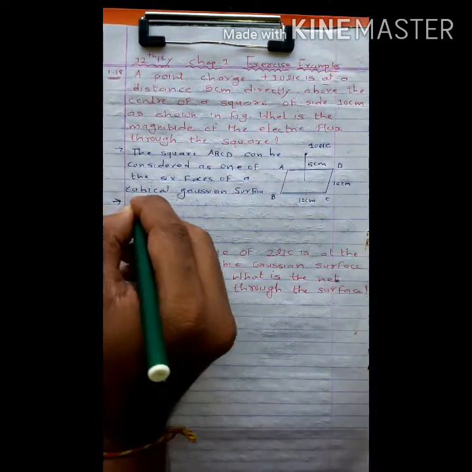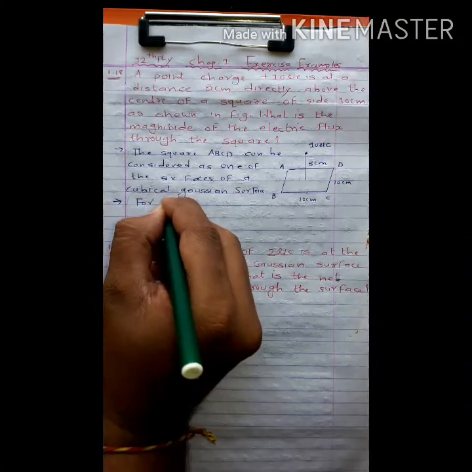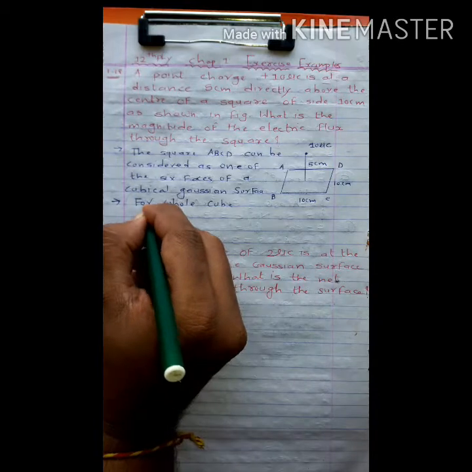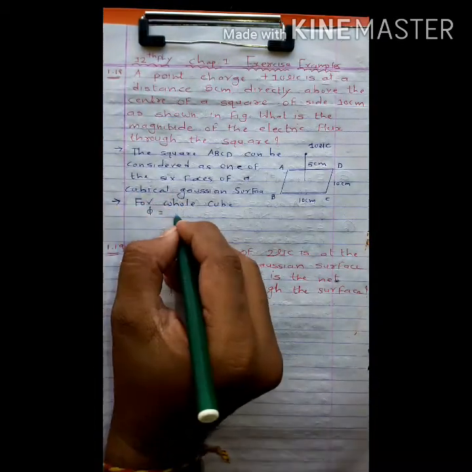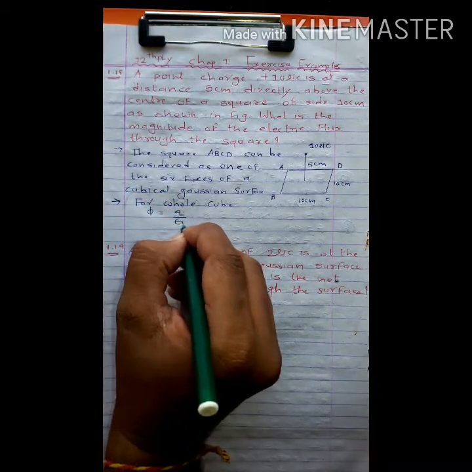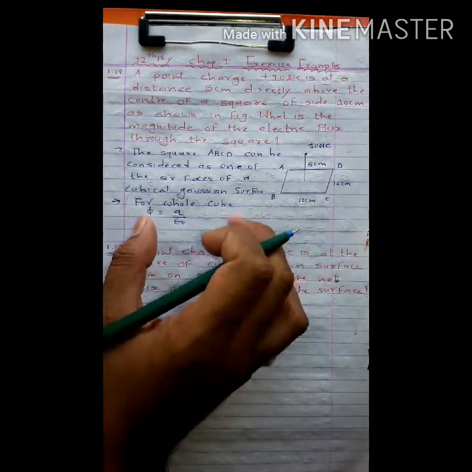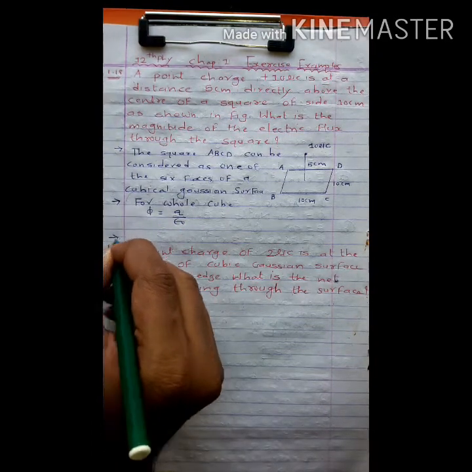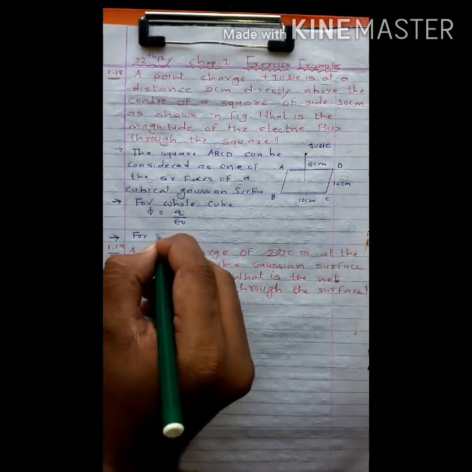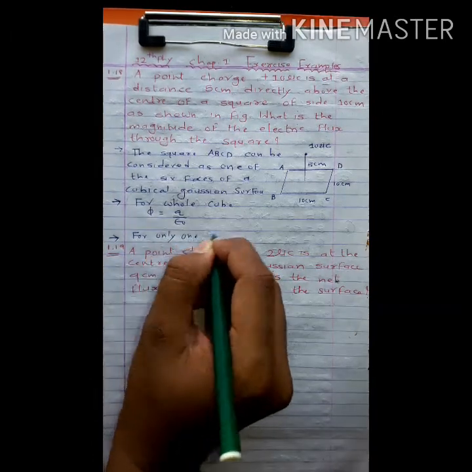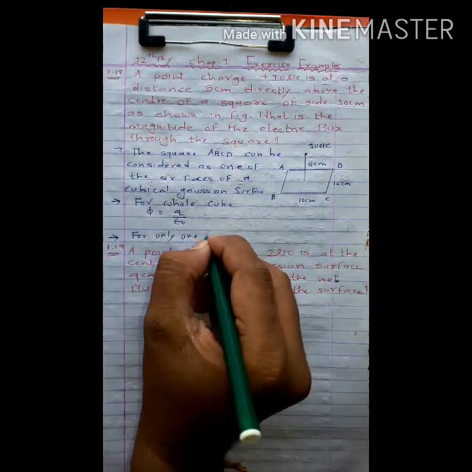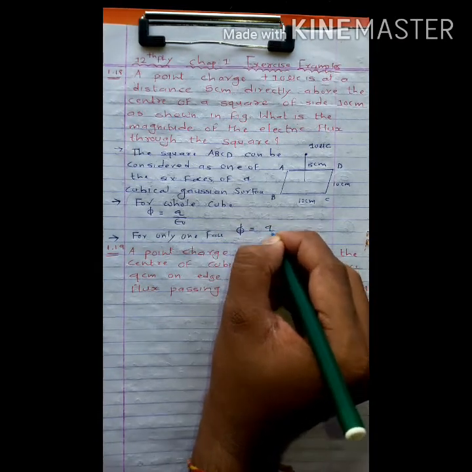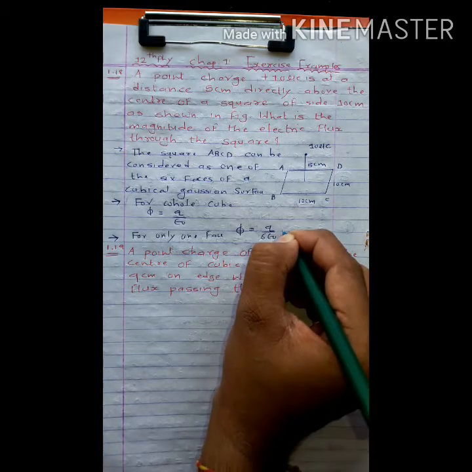Now the net flux passing through the whole cube is given by phi is equal to q upon epsilon 0. For the whole cube, net flux phi is equal to q upon epsilon 0, and for only one face, phi is equal to q upon 6 epsilon 0.